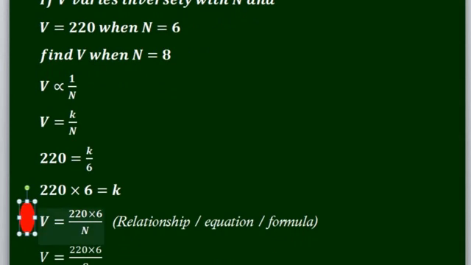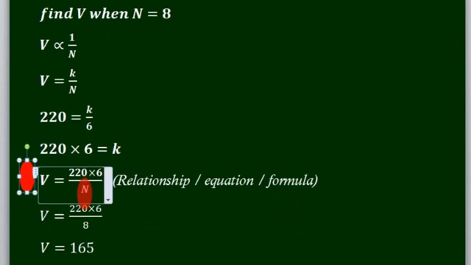Now, having written this relationship here, what we are asked now, the question says find V when N is equal to 8. Now we are going to substitute N with 8 so that we can find the value of V. This is simple now, you know how to do this.